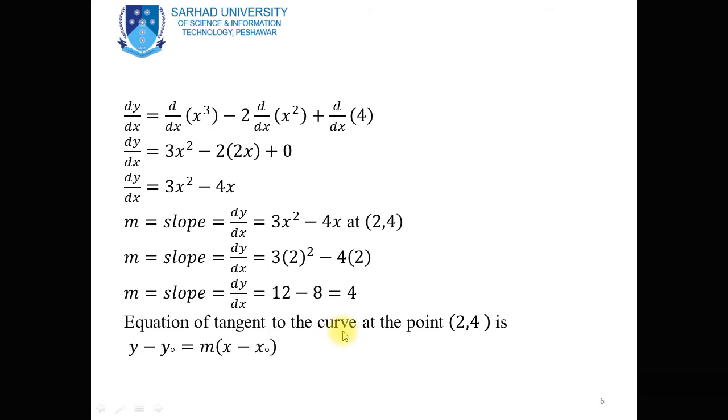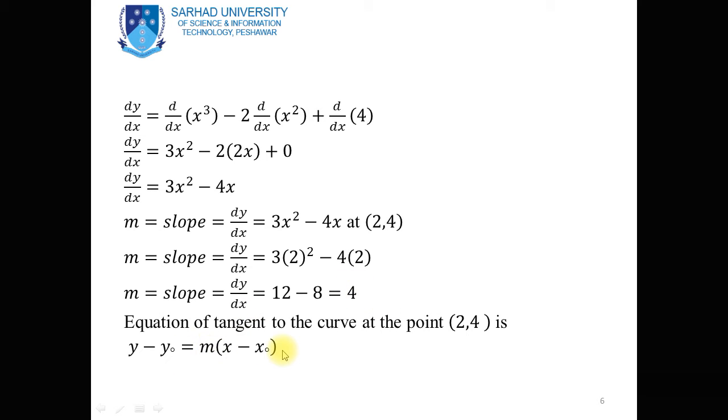Now the equation of the tangent line to the given curve at this point (2, 4) is found by using the formula y minus y naught is equal to m times x minus x naught. This is the equation of the tangent line formula. Now putting in this formula m is equal to 4, x naught is equal to 2 and y naught is equal to 4. This 2 represents x naught and 4 represents y naught, and the slope m is equal to 4.